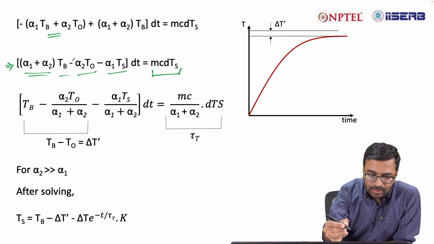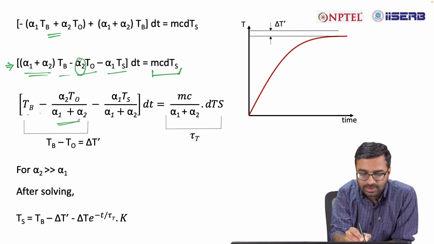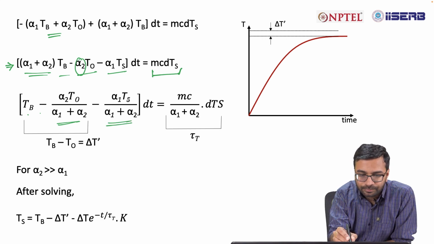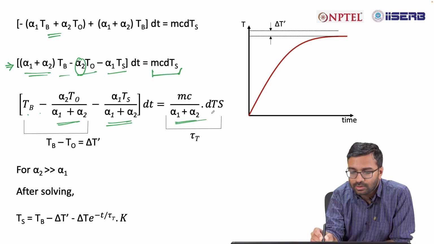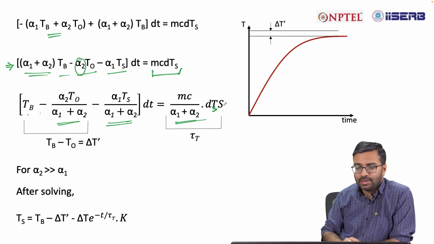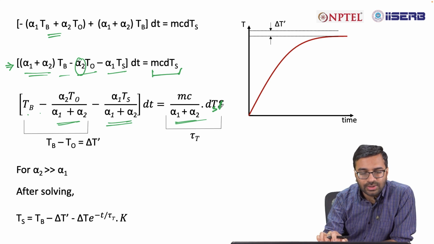And then if you divide the entire equation with alpha 1 plus alpha 2, you will find that Tb minus alpha 2 divided by (alpha 1 plus alpha 2) into T0 minus alpha 1 divided by (alpha 1 plus alpha 2) into Ts, dt is equal to m into c divided by (alpha 1 plus alpha 2) into dTs. So, it should be suffix Ts, right. So, your equation will look something like that.